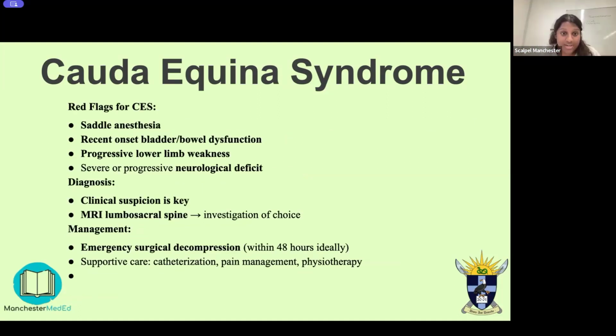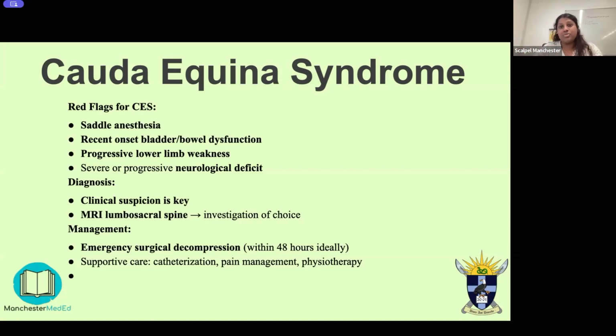Yeah. Progressive lower limb weakness is another red flag, and a severe neurological deficit is also something to look out for. Why is this an emergency? Because clinical suspicion is key. The investigation of choice, the gold standard, is an MRI, but genuinely, you're not going to get that in time. You want to have that suspicion, and you want to put the patient on the red flag back pain, cauda equina algorithm as soon as you possibly can.